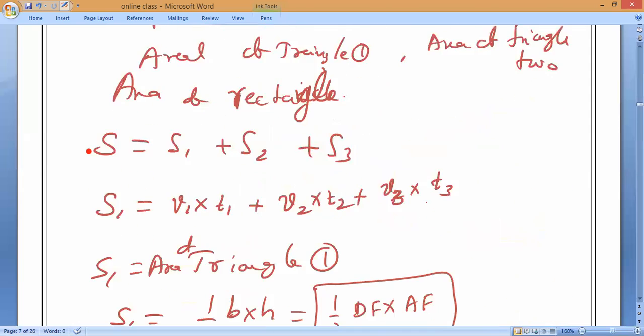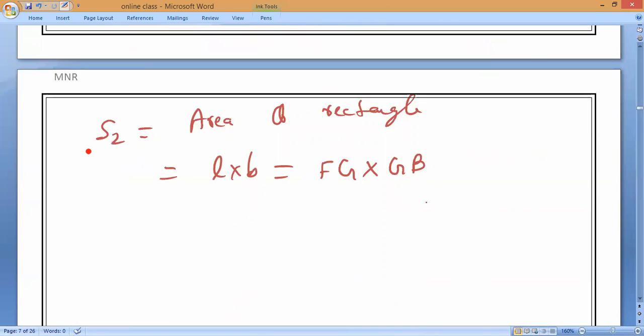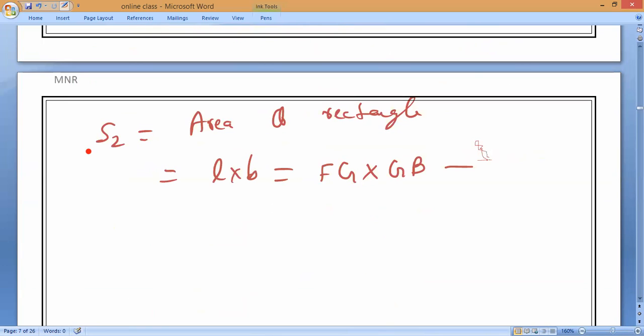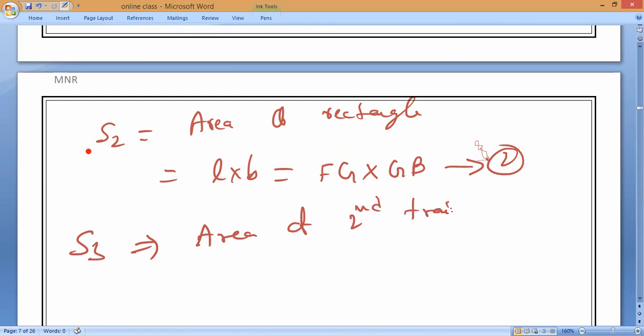Yes, sir. So that is the second one. So now let us assume this is area 2, the second area. Now you tell me, guys, what is the third area? S3 is equal to the area of another triangle. So the area of the second triangle.